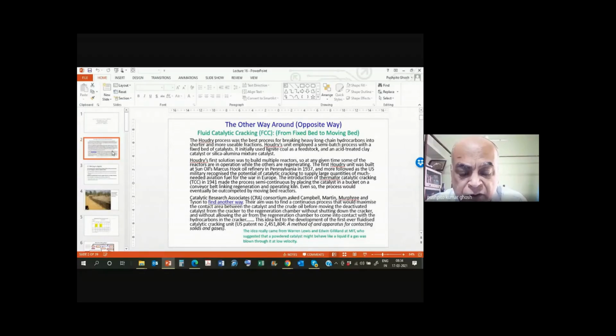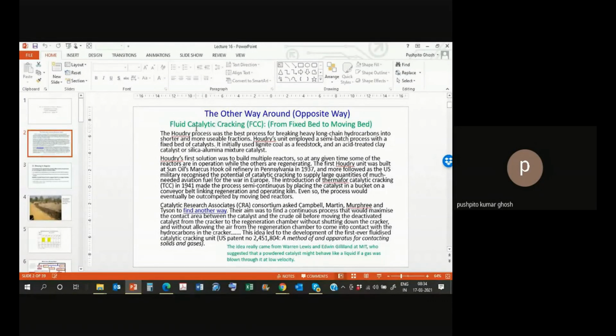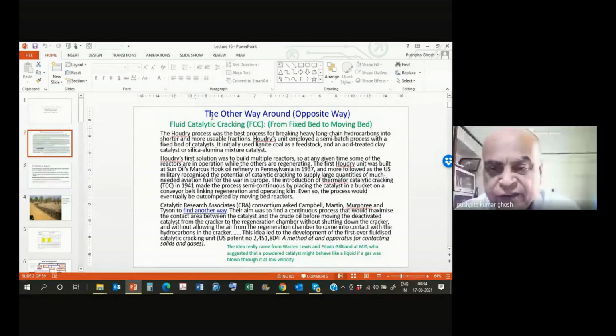I think a very good example is really how one moved from the concept of a fixed bed to a moving bed. So you can think of it as the other way around, from fixed to moving. That was in connection with the FCC catalysis, where larger oils were cracked into smaller fractions, and that was originally done by Houdry in a fixed bed.